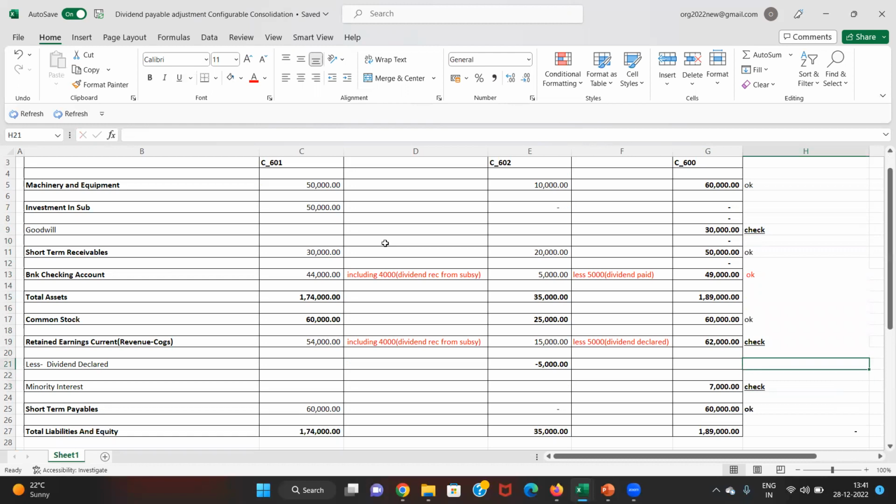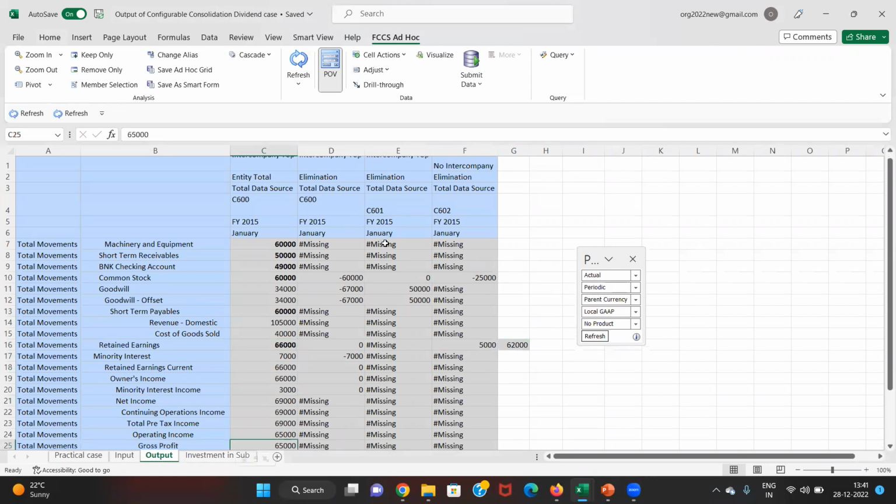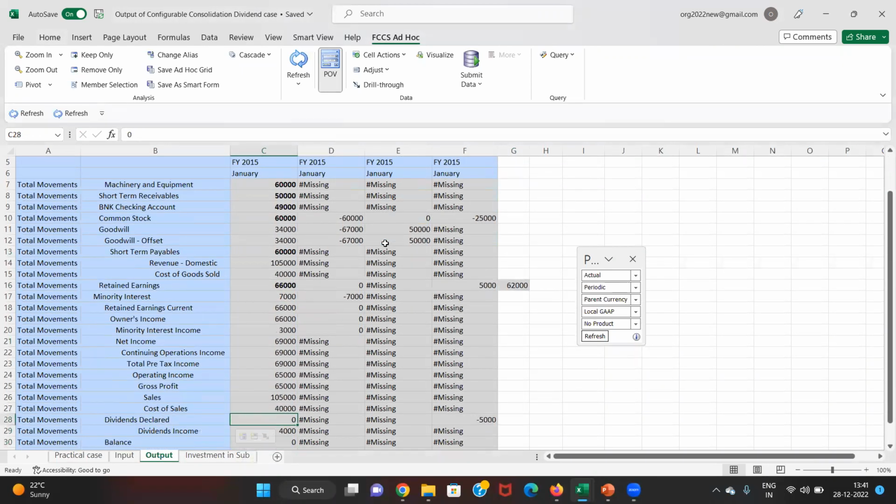First of all, we'll go to the retained earnings account. The retained earnings account is showing a balance of 66,000. However, ideally it should showcase a balance of 62,000 as per our workings. So why is that so? The only reason for that is the account of dividend declared.